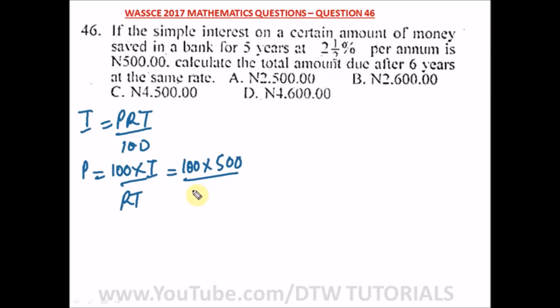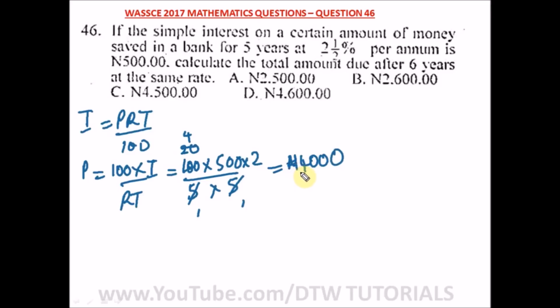Our rate is 2.5, which is 5 over 2. So we'll take 5 here, bring 2 up, and our time is 5 years. All right, so what do we cancel out? 2 here 1, 5 here 1, 5 here, how many times? 2, 20, 5 here 1, and 5 will go here how many times? 4 times. So we have 4 times 500 times 2, and that would give us 4,000. So our principal is 4,000.